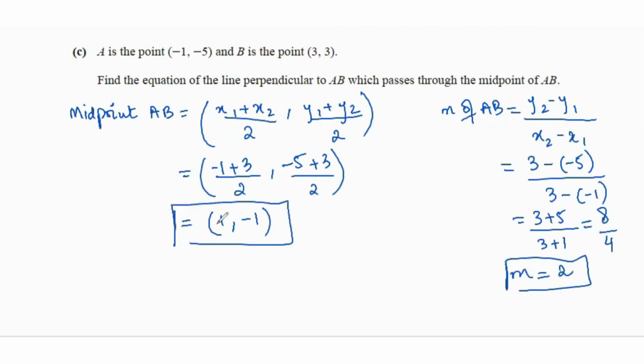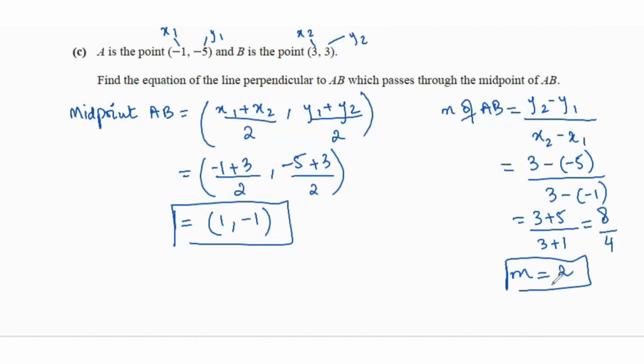For the y2 and y1 and x2 and x1, I chose B as y2, x2. This is y1 and this is x1. You could have swapped it as well. A could have been x2 and y2, and B could have been x1 and y1. So there's no restriction on that.